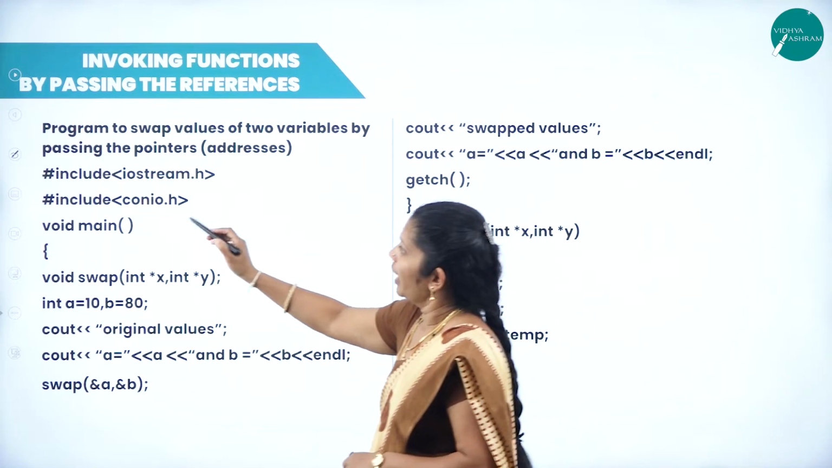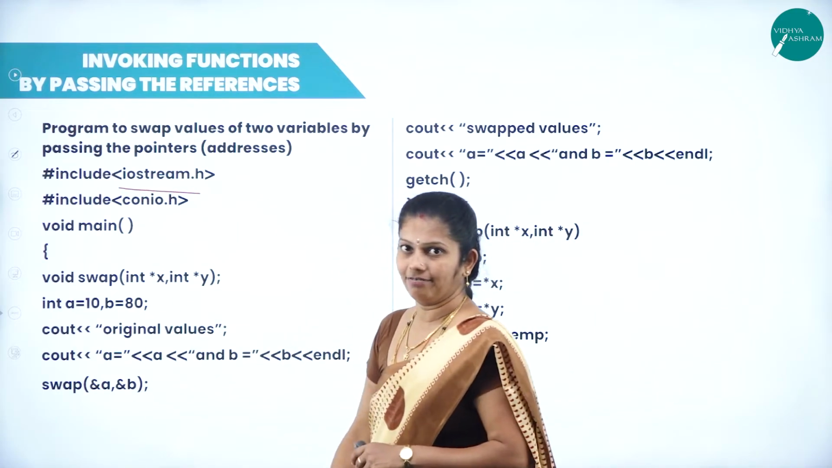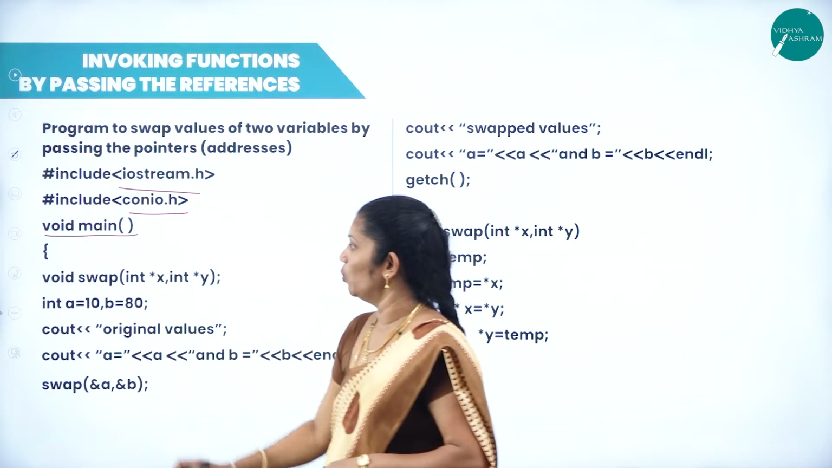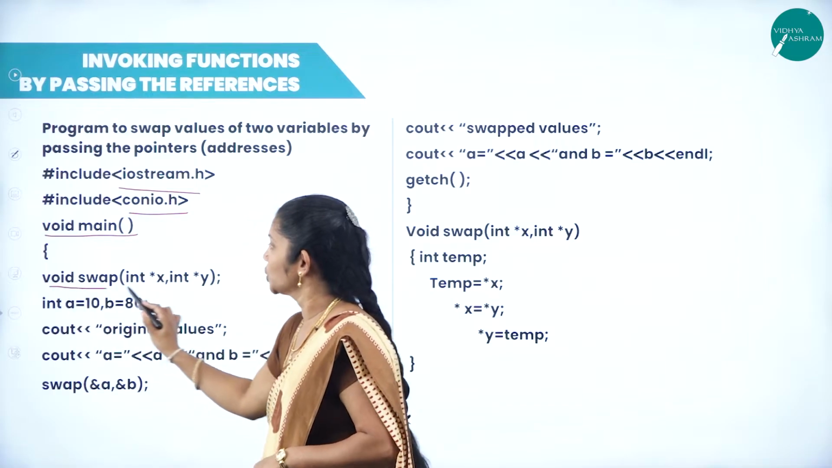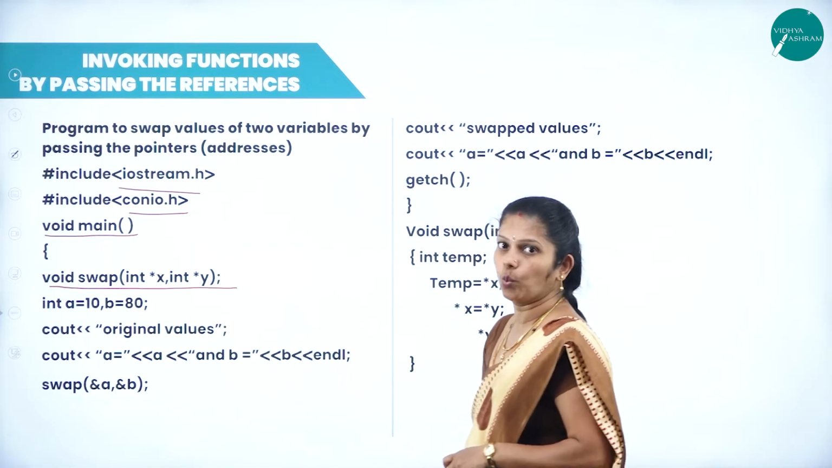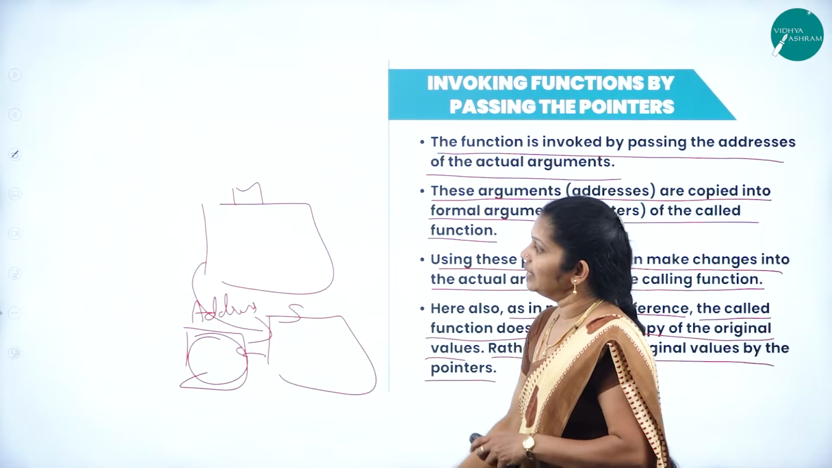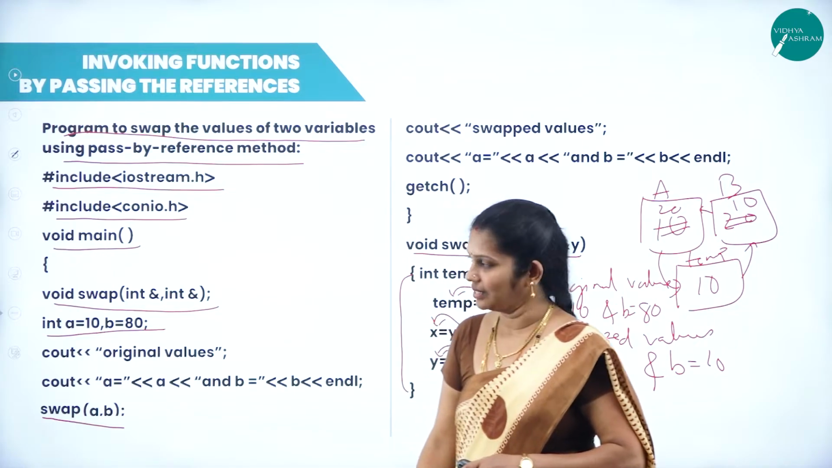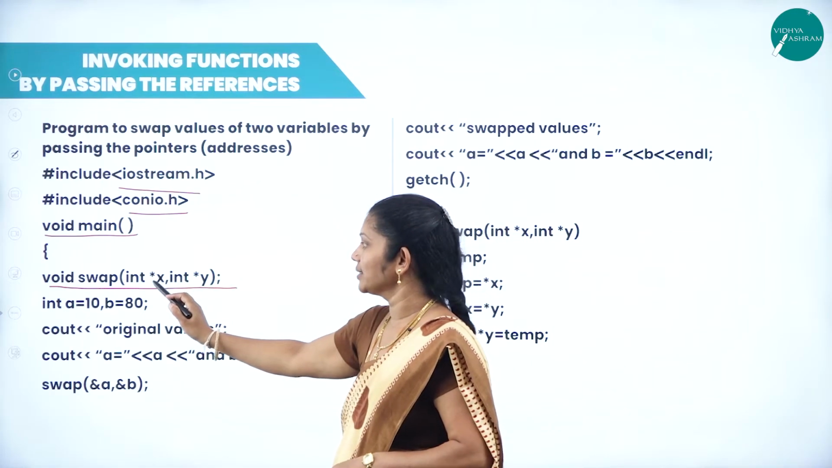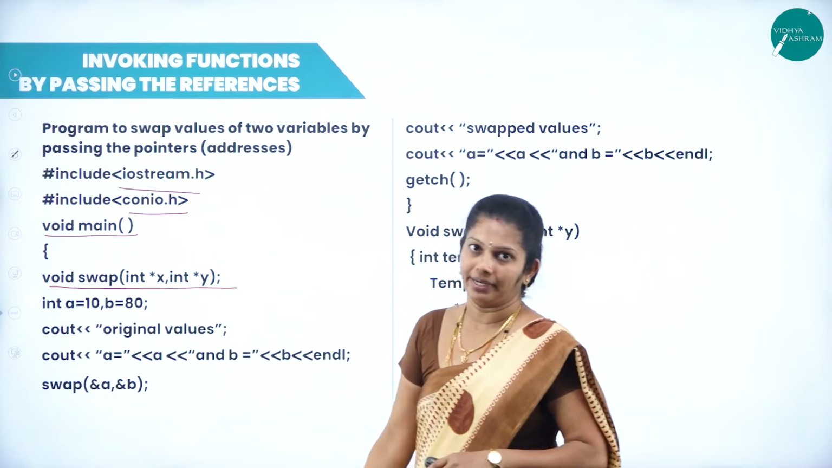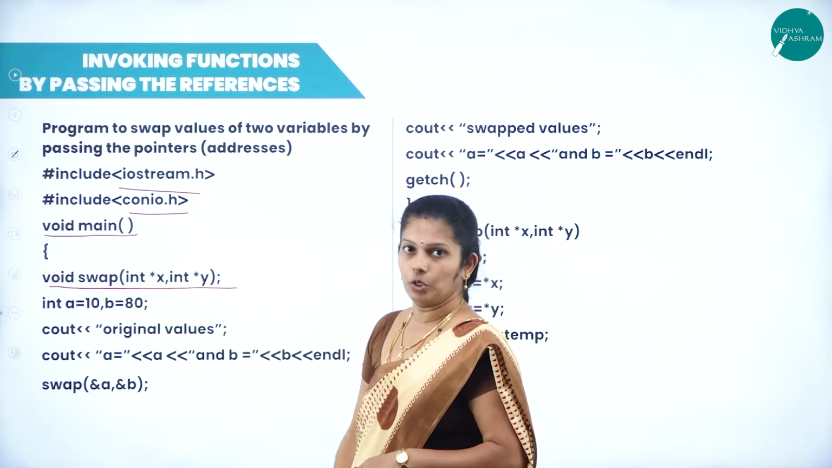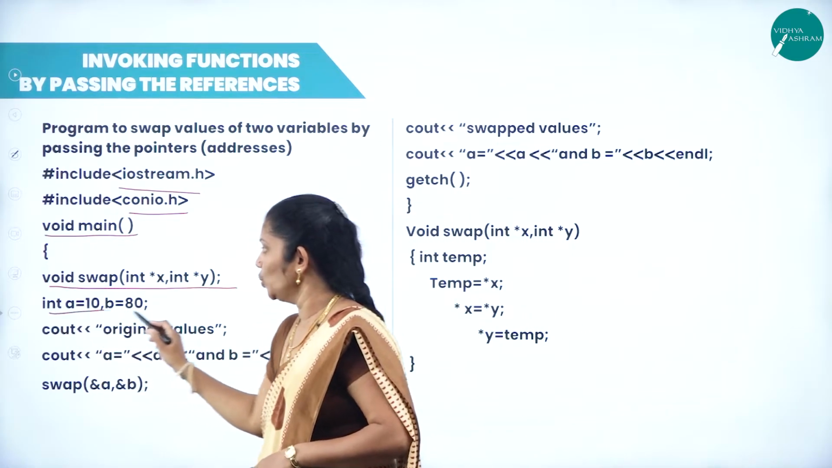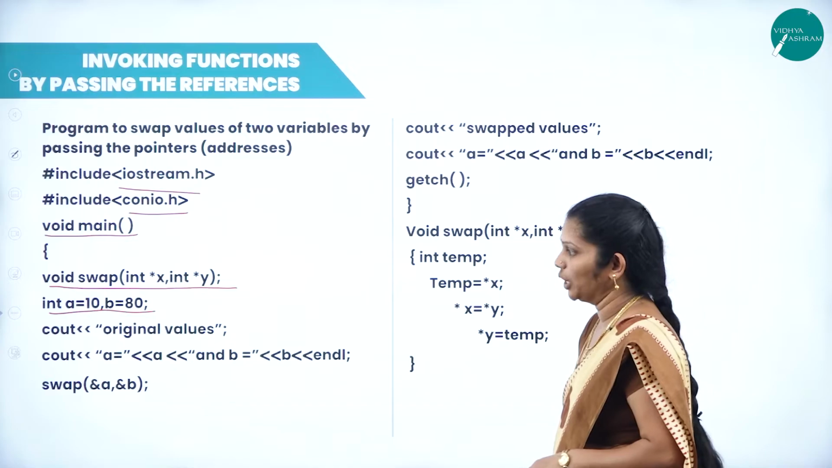Here we include the iostream.h header file, then the conio.h header file. Then we start with the main program, void main. Here if you observe, void swap with int x, int y is given. In the previous case, int ampersand was used, whereas here for x we use the address operator, the star operator, and similarly int star y. Then we initialize the values a equals 10 and b equals 80.